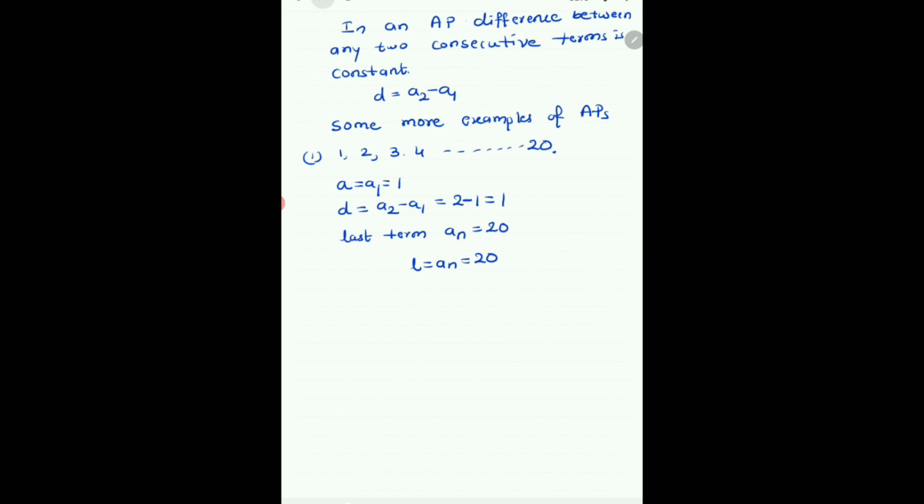So each arithmetic progression has the first term A, common difference D, and there may or may not be a last term. If there is a last term, that is L, which is equal to an. That term is also called the general term, or nth term, which is denoted as an.